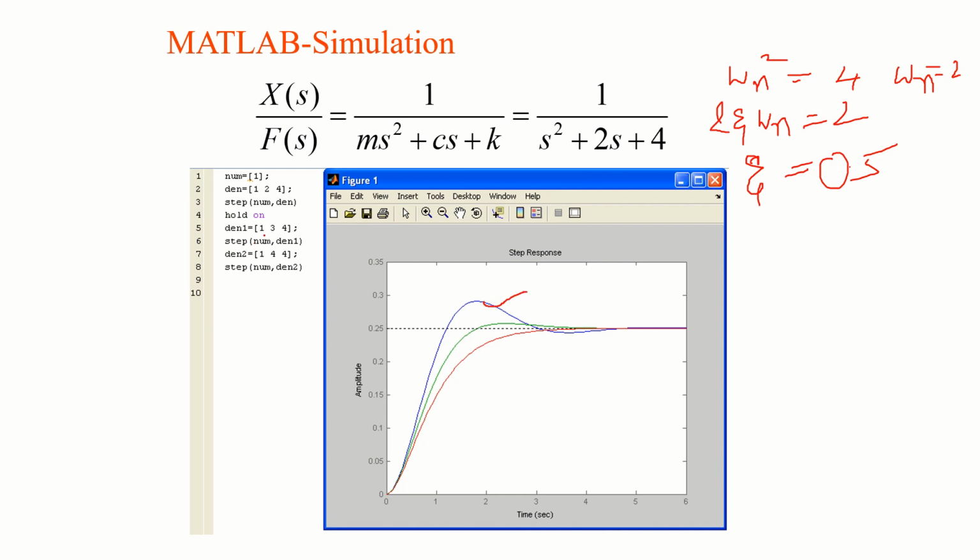Now if I change the denominator, I have made it as 1 3 4. Now zeta is 0.75. Less than 1 only. This is the response you get. 1 4 4, that means zeta is equal to 1. This is the response you get. So on MATLAB, if I type this program, if I run it, this is what you get.